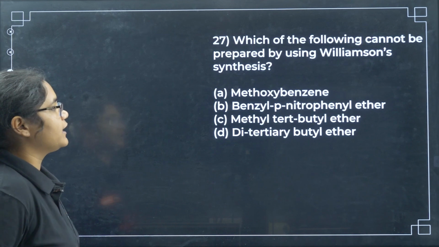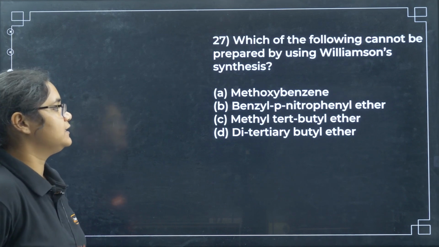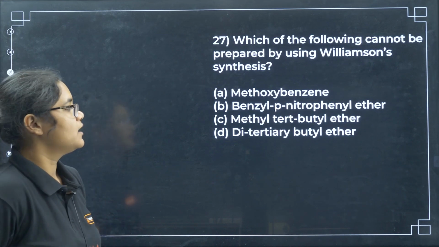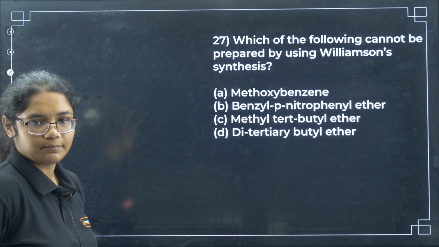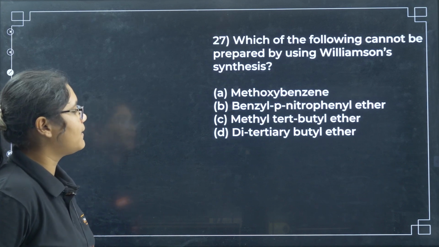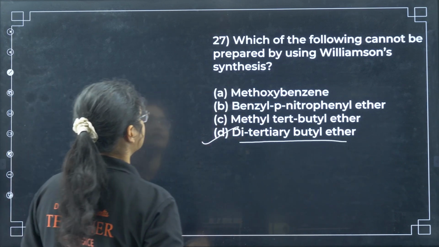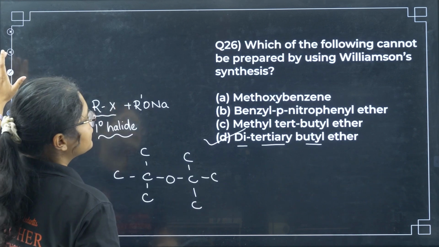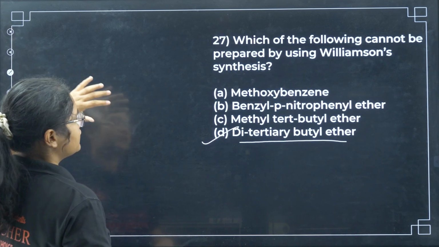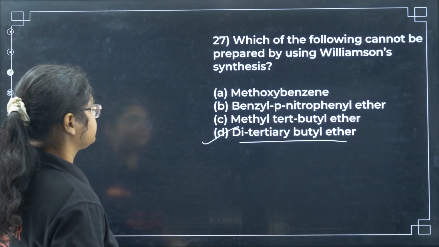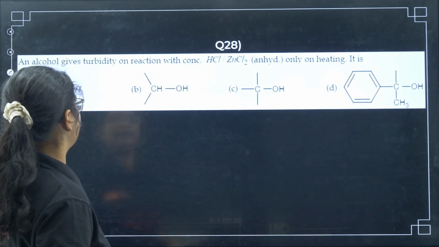Next, which of the following cannot be prepared by Williamson ether synthesis? Okay, methoxybenzene can be prepared. Again you can see this one, di-tert-butyl ether, option number D. Is the question repeated? Okay, sorry, this question is repeated here. Okay, next question number 28 we will move to.